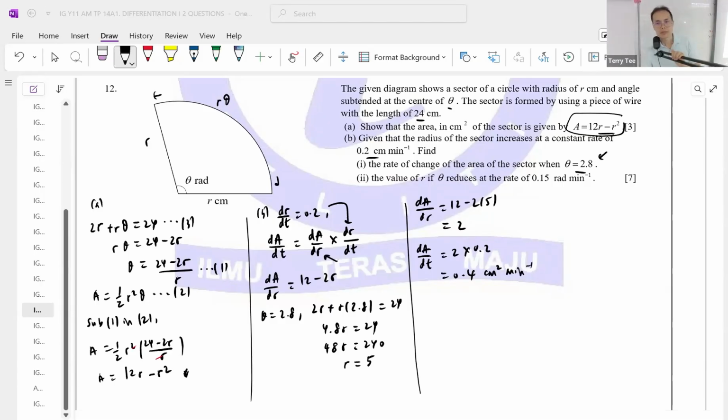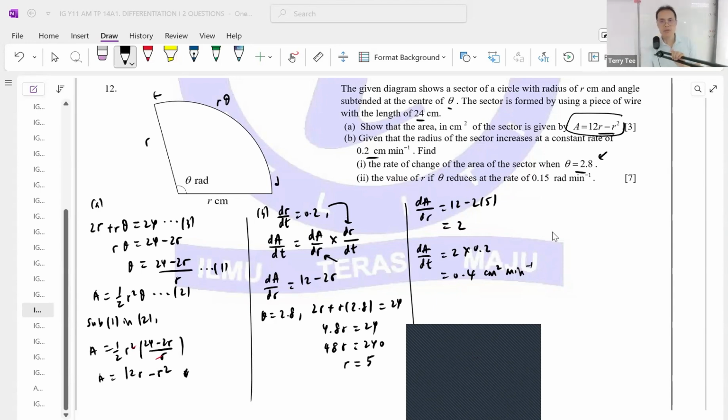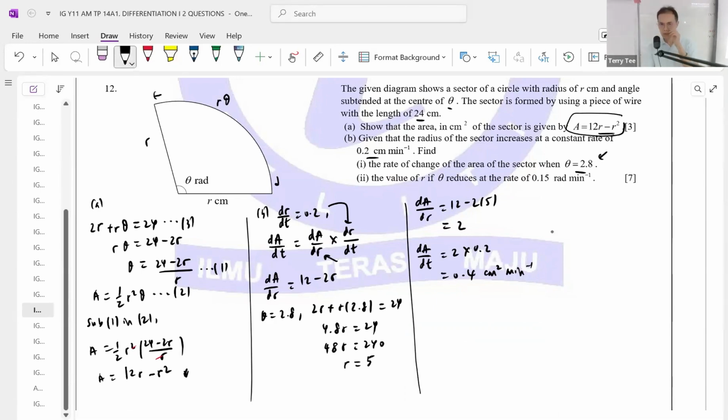Yeah? Now, next. Okay, once you got your r, you got your dA/dt. Next, find the value of r if theta reduced at this rate. Okay, now you're given the rate of reduction of theta, d theta/dt. d theta/dt is negative 0.15. Okay, you're finding the value of r. You already know your dr/dt, right? Guys, you know dr/dt, right? 0.2. One is decreasing, one is increasing.